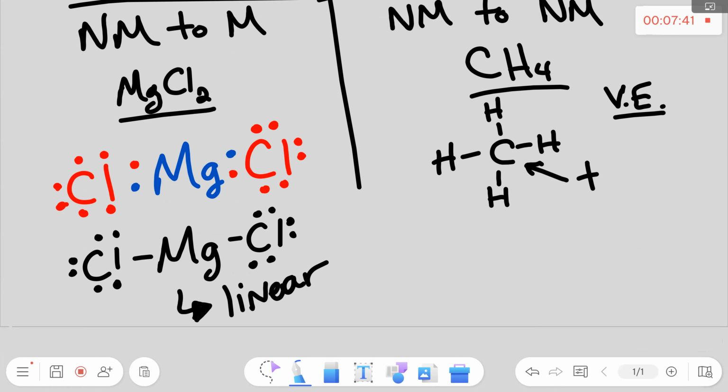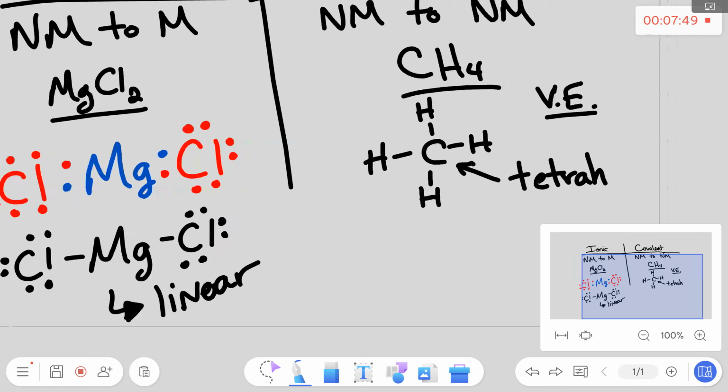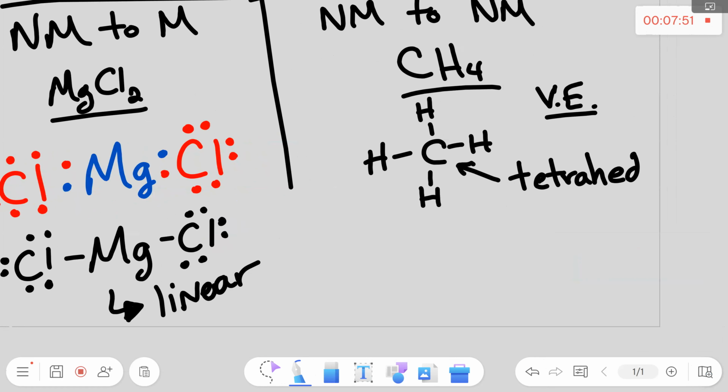4, which makes it tetrahedral. They all clamored in uniform excitement. I'm so excited about writing tetrahedral, I'm spelling it wrong. Tetrahedral. Good.